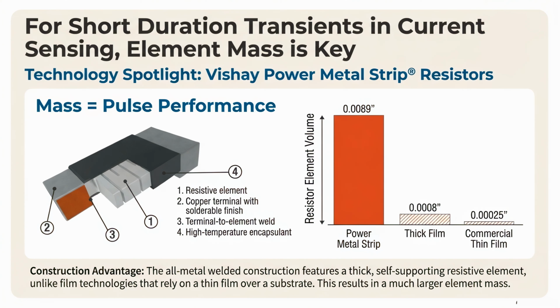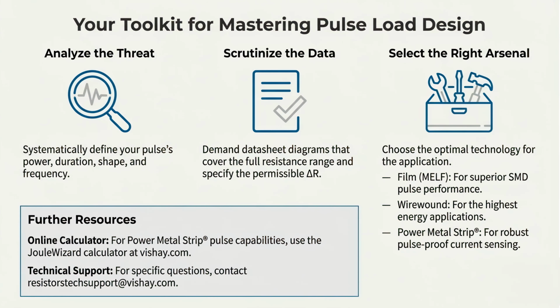For short-duration transients in current sensing, element mass is key. Power metal strip resistors have a thick, self-supporting resistive element, resulting in a much larger element mass compared to thin film technologies, which boosts pulse performance. Your toolkit for mastering pulse load design includes analyzing the threat, scrutinizing the data, and selecting the right technology. Remember to use the further resources provided, including the Joule Wizard calculator, for specific application questions.